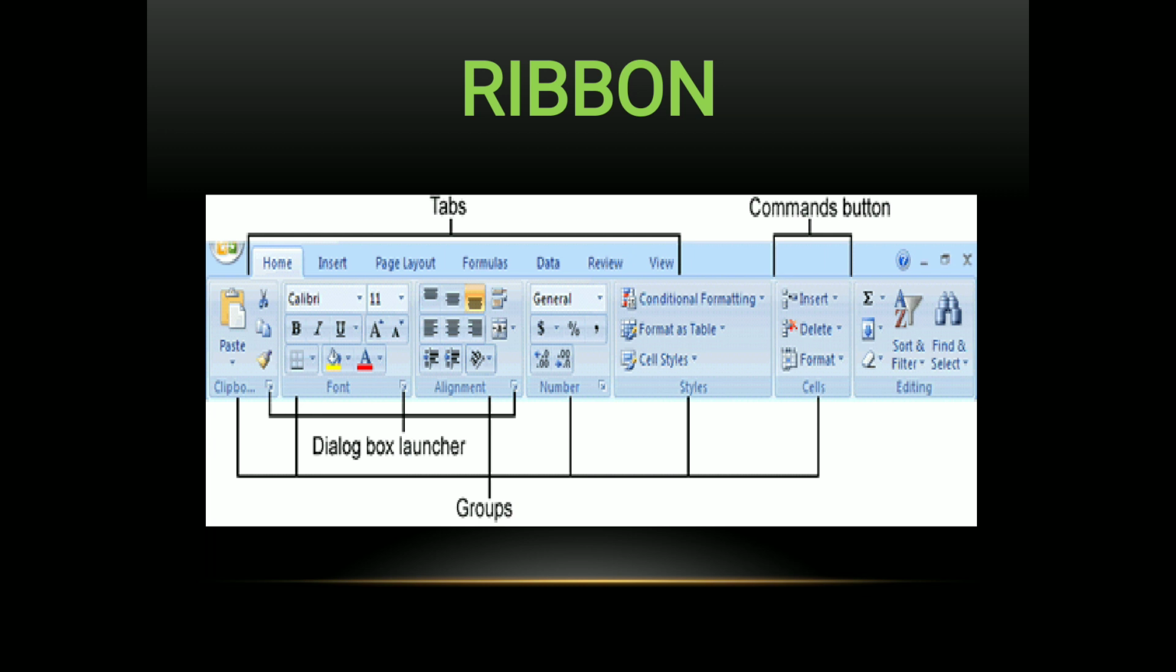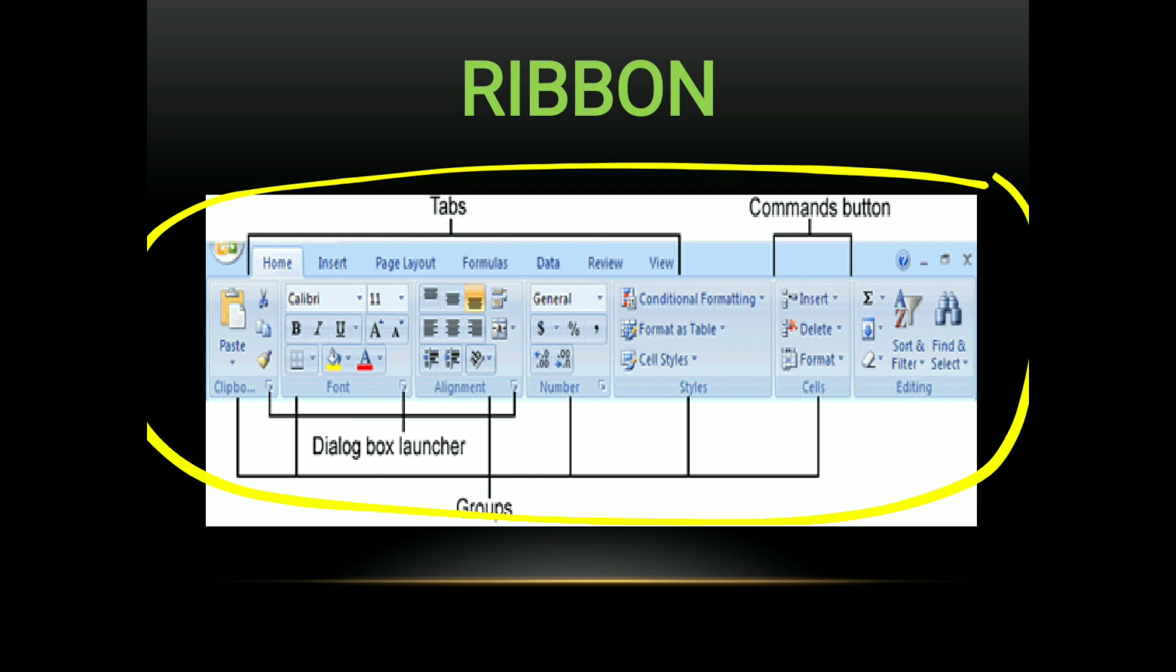The next one is the ribbon. The ribbon is just below the title bar. The ribbon includes tabs that reflect various tasks you can perform within Excel. The ribbon of Excel includes 7 tabs. See students, this is the ribbon. Here a total of 7 tabs are there, from Home to View.